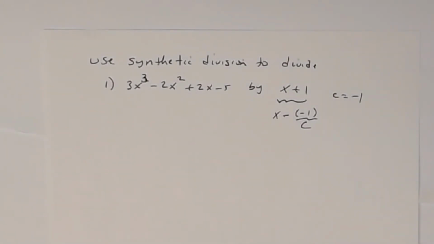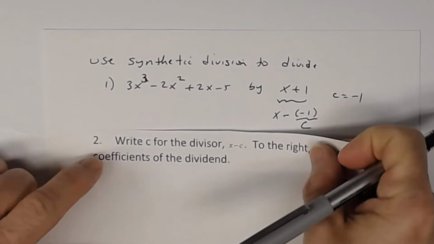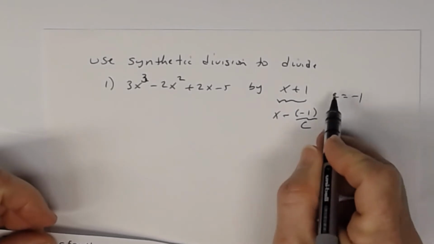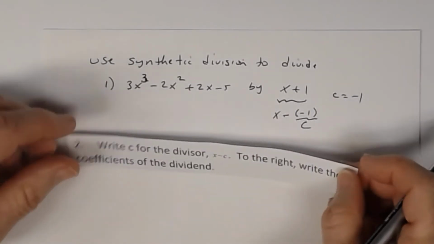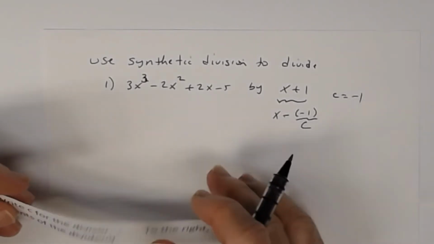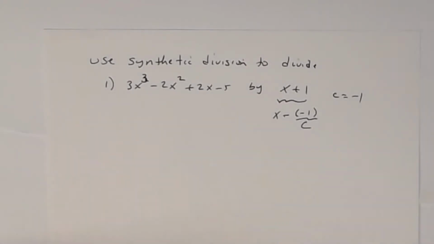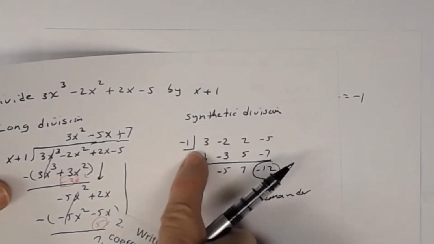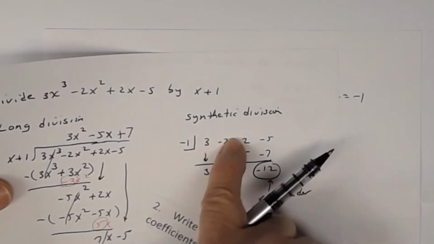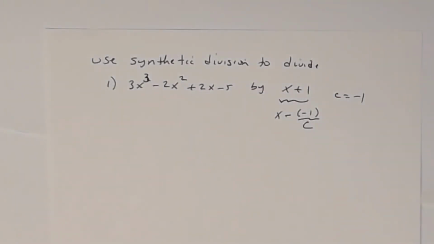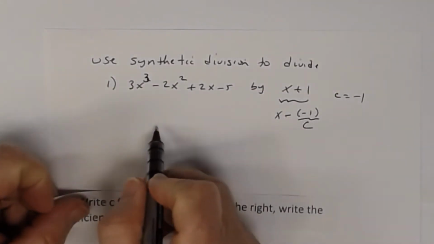Step 2 said write c for the divisor x minus c. My divisor is x plus 1, so c, remember, is -1. Okay, so c is -1. To the right, write the coefficients of the dividend. So this is what you're asked to do in step 2. You're going to start writing it like this. So here's your c, and then to the right, you're going to write the constants of the dividend. You're going to say -1, just like this.